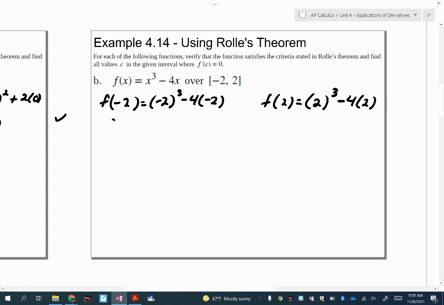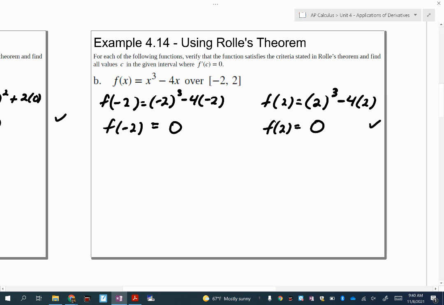So -2 cubed is -8. But a -4 times a -2 is a +8. So when you add -8 and a +8, you get 0. Over here, we have 2 cubed, and then 4 times 2 is 8. 8 minus 8 is 0. Again, I don't want you to focus on the fact that they're 0. Just focus on the fact that they're the same.